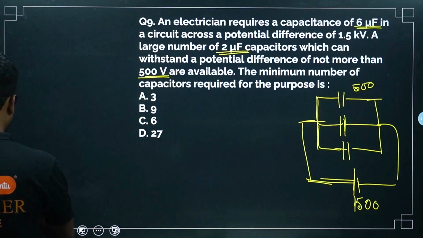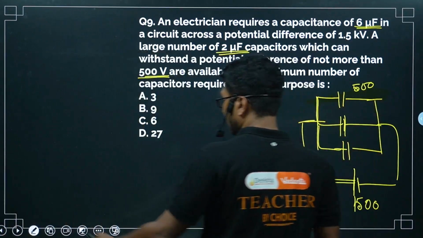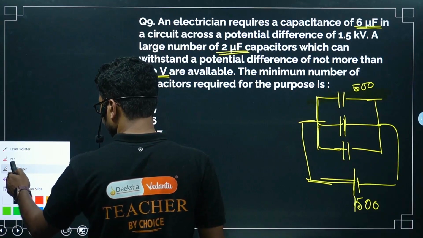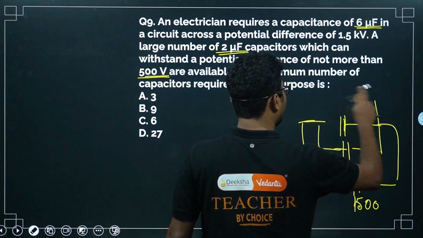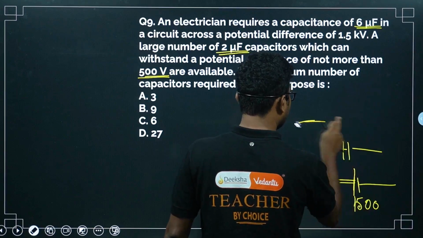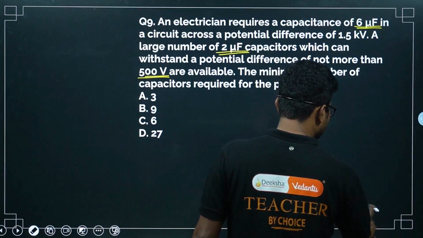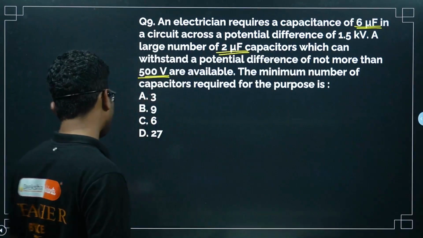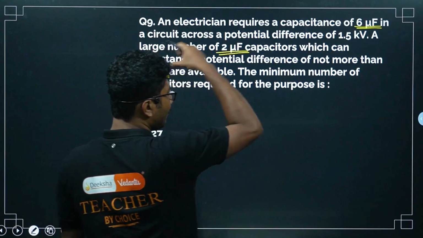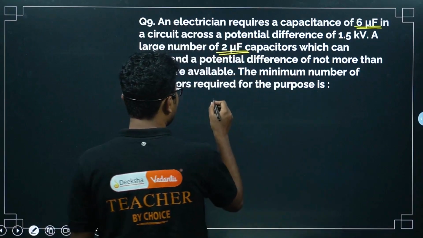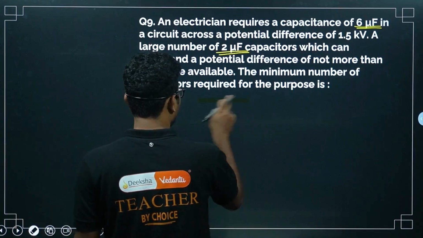First, we have to find a combination which can withstand 1500 volts. That is our first target. Once we can do that, we can find the capacitance, and then we can find how many lines we need. So first we have to find the combination which can withstand 1500 volt.